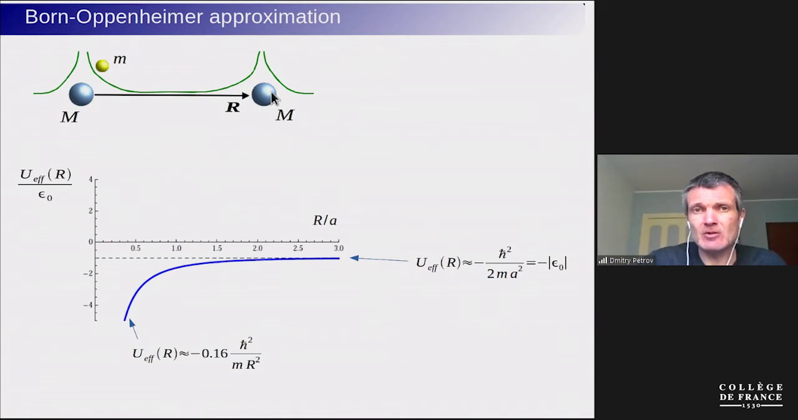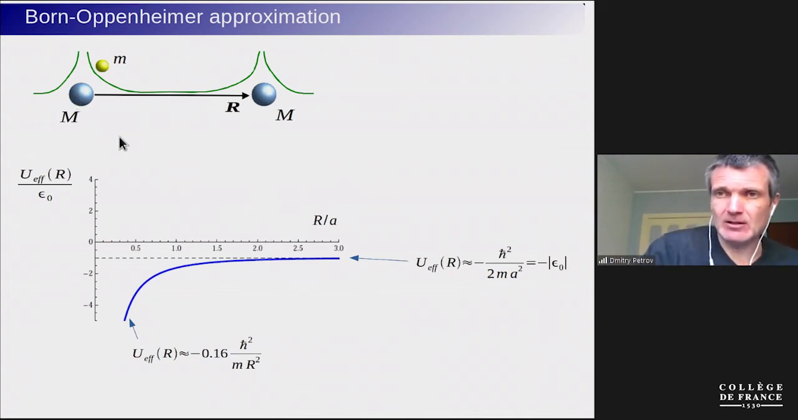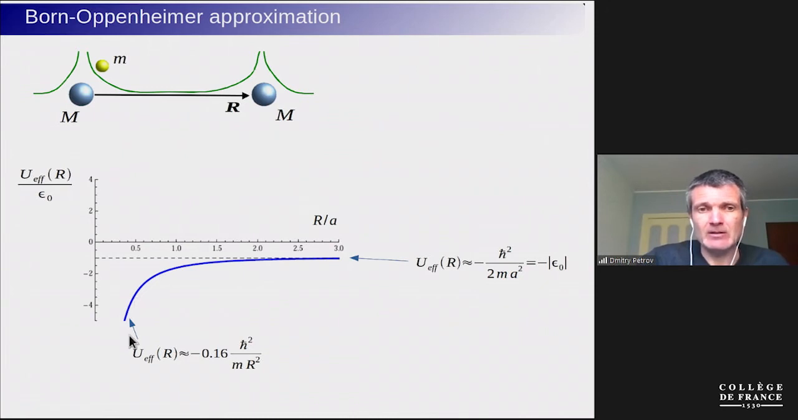Okay, so the feature is the following. When the distance between the heavy atoms is much larger than the scattering length, than the size of the dimer, this asymptotes to the binding energy of the dimer, reasonably. When the distance becomes much smaller than the scattering length, the scattering length drops out of the problem, and the effective potential is scaleless. It's 1 over r squared with this coefficient. And you can change it by changing the mass of the light atom, because, of course, the light atom has a mass, and it's its energy that we're counting.